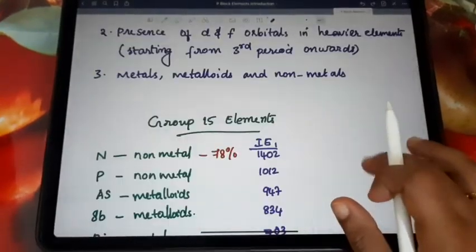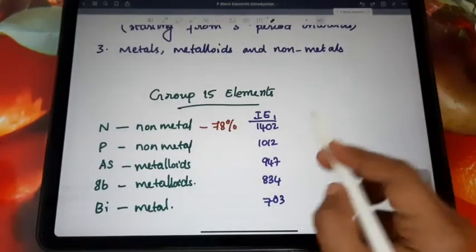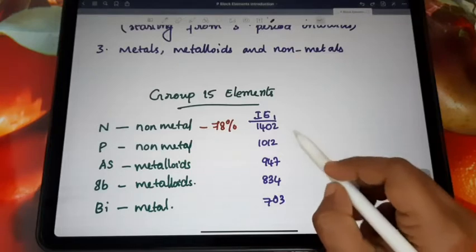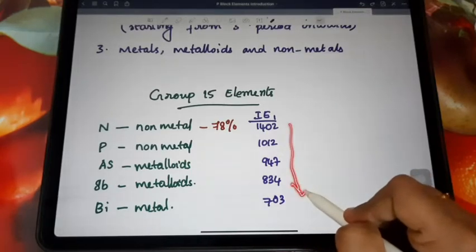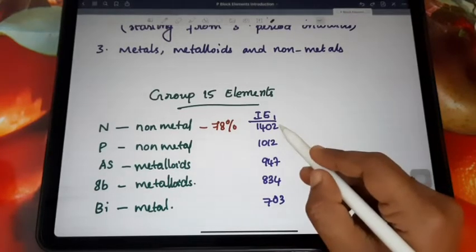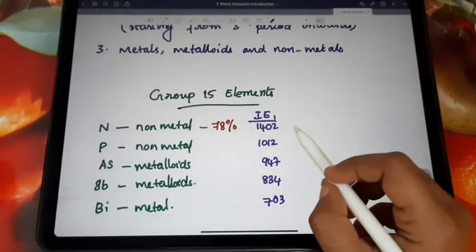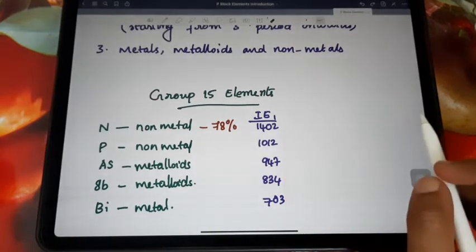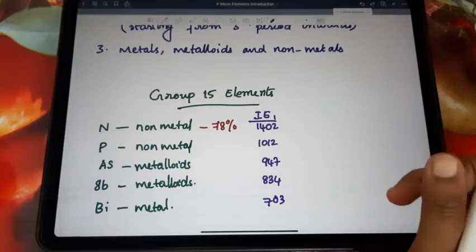Here I mentioned the values of the ionization enthalpy of the group 15 elements. The first ionization energy only I mentioned. So when you look at it, you can see what happens down the group. We said that ionization enthalpy decreases because the size increases, giving easy removal. You can see here the values: 1402 is the first value. Then you can see that it decreases down the group.